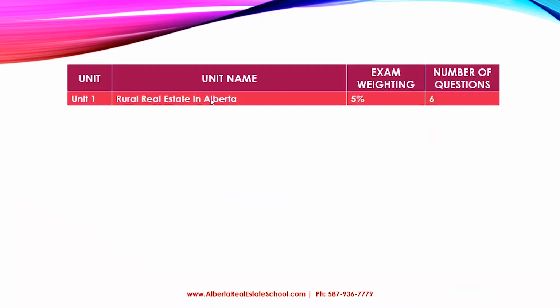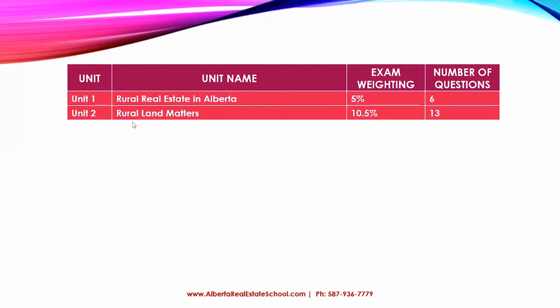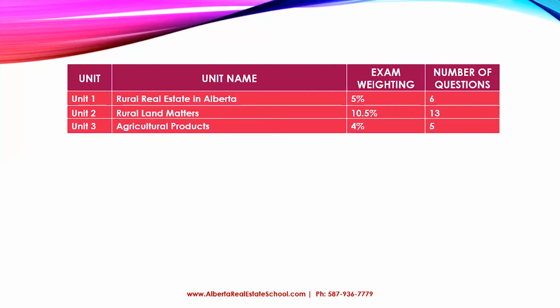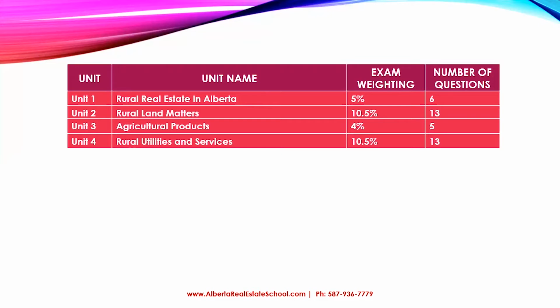Unit 1 is Rural Real Estate in Alberta. This is an introductory unit. It's only worth 5% of the mark, which means we can expect around 6 questions from Unit 1. Unit 2 is Rural Land Matters. This is a little bit more important, worth about 10.5%, which means we can expect around 13 questions on Unit 2. Unit 3 is Agricultural Products. This is worth 4%, which means we can expect around 5 questions from Unit 3.